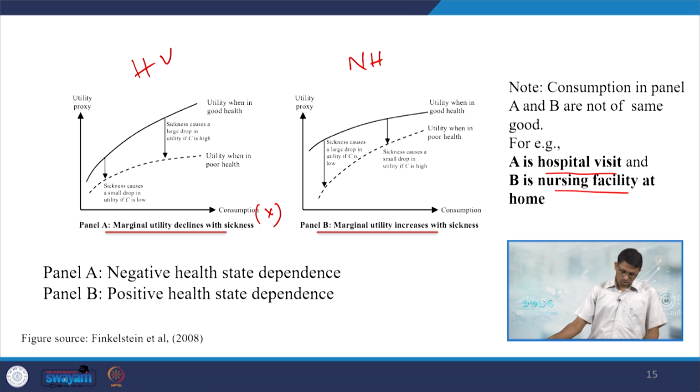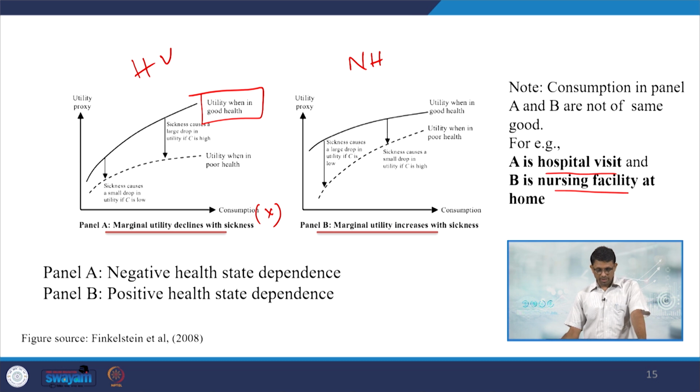How is it so? First of all, we clarify that your utility function for good health has different elasticities. Your changes or slopes are very different. You mark this difference very clearly. This is utility when in good health. You are spending in good health.